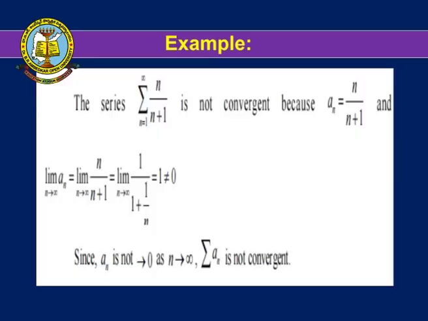Now, we go for example 1. The series sigma n equal to 1 to infinity of n by n plus 1 is not convergent. Because I will apply the limit as n tends to infinity of an, which equals the limit of n by n plus 1. Taking n common in numerator and denominator, n cancels. So it is the limit as n tends to infinity of 1 by 1 plus 1 by n, where 1 by n tends to 0. So 1 by 1 plus 0 equals 1, which is not equal to 0. Therefore, it is not convergent. Directly we can conclude this from theorem 2.